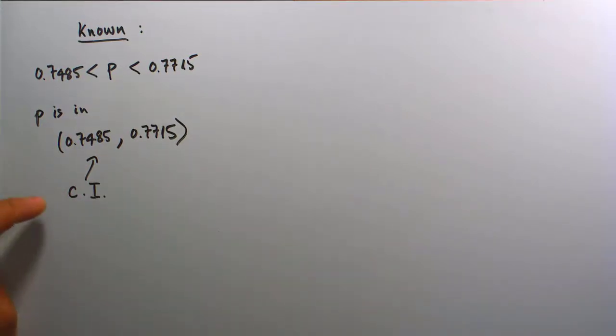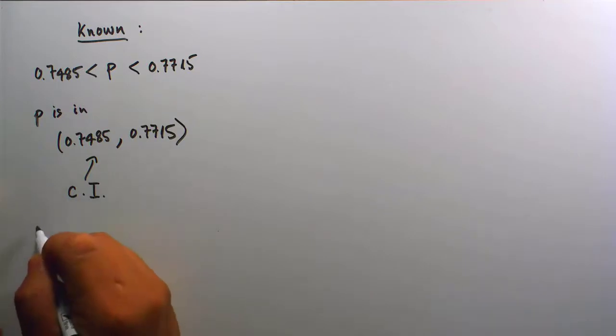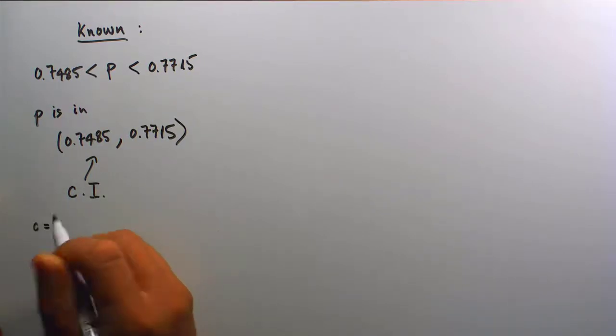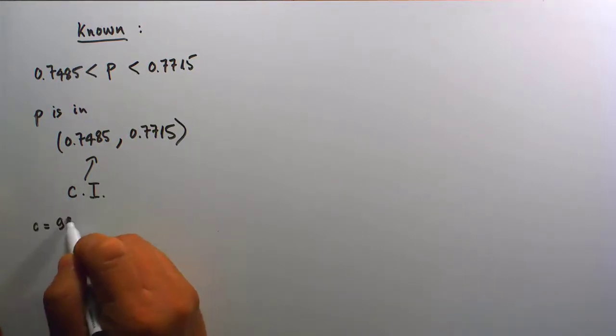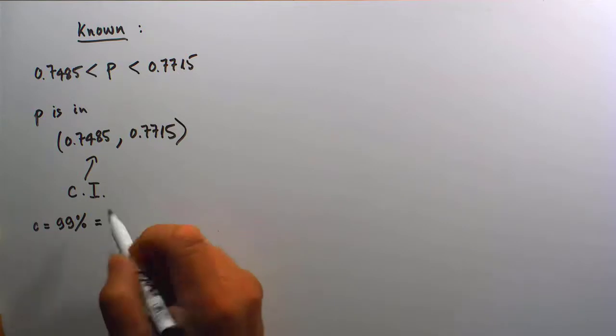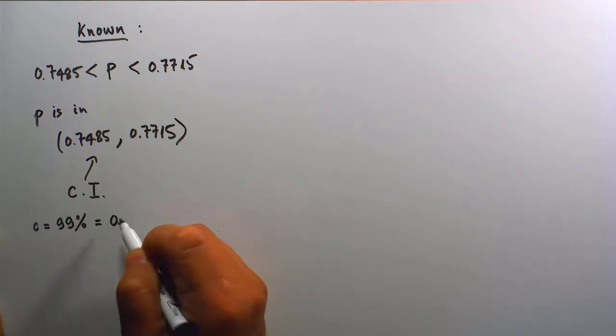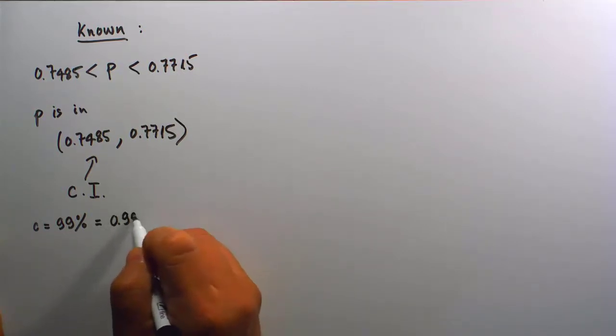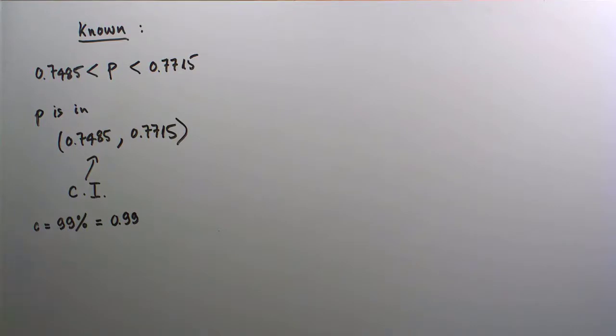And we already knew from the beginning description of the problem that our interval here is a 99% confidence interval. And so our confidence level here is 99%. So C equals 99, and for computational use, I am going to put this in a decimal, 0.99. And so that is the given information.